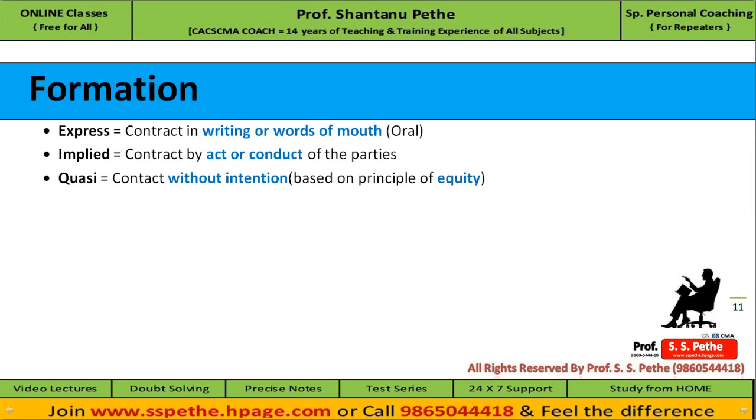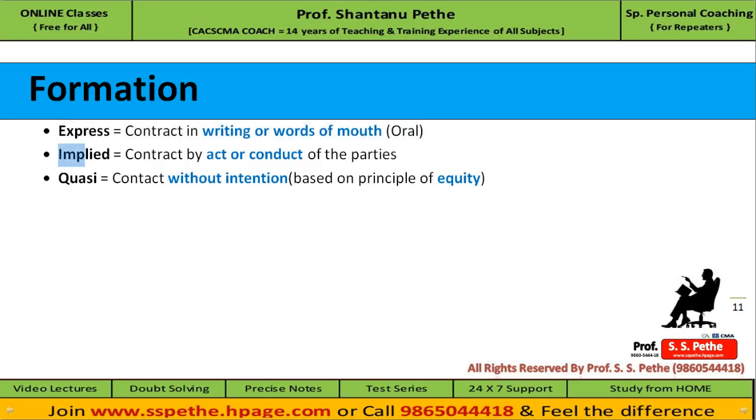Now let's see the different kinds of contracts on the basis of formation. First is express contract. Any contract which is made in writing or which is made by words of mouth, that is orally you have made the contract, writing or orally, is called an express contract.